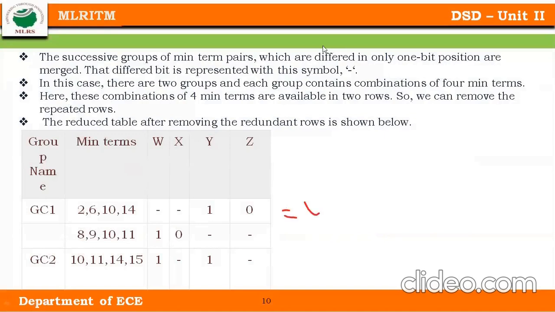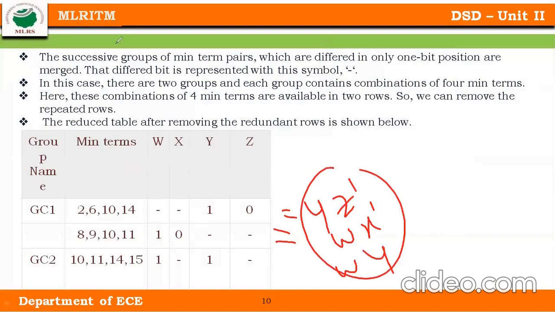It is y z bar, because these two are eliminated. What is the value here? W x bar. What is the value? W and y. So these are the prime implicants I got from this table. I have written these as the prime implicants, and here whatever minterms we have considered, I have written those.